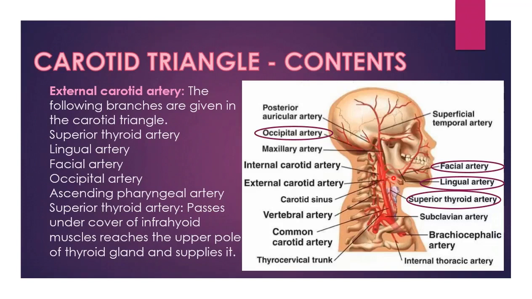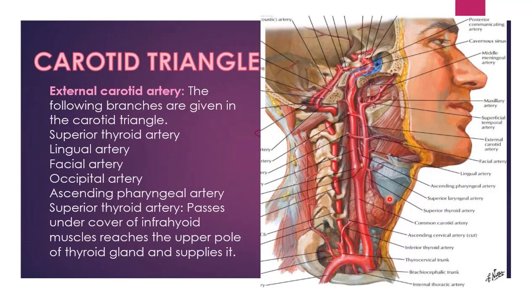The superior thyroid artery is the first branch, as I told you. It supplies the thyroid gland, and it also gives a branch to the larynx as the superior laryngeal artery. So it gives glandular branches. Here I am able to see the superior thyroid artery, also giving the superior laryngeal branch to the larynx. That is the first branch, the superior thyroid.